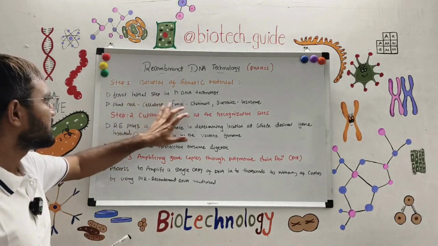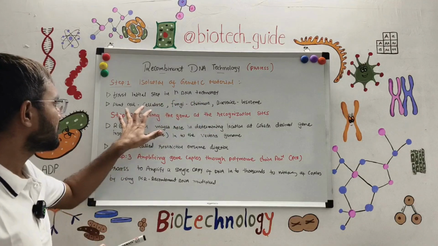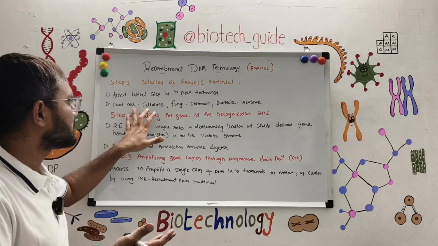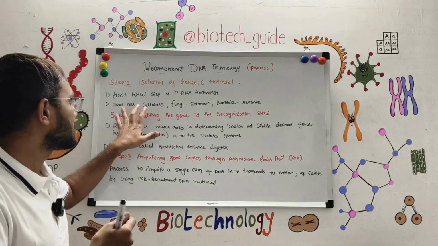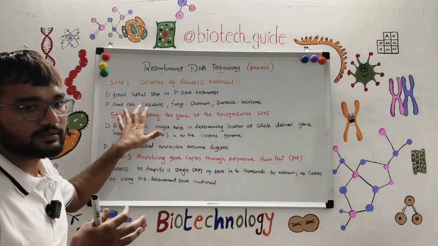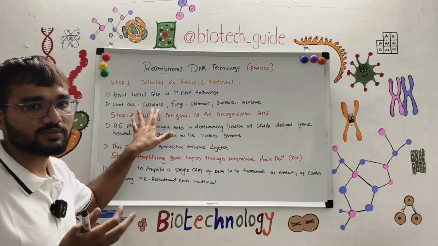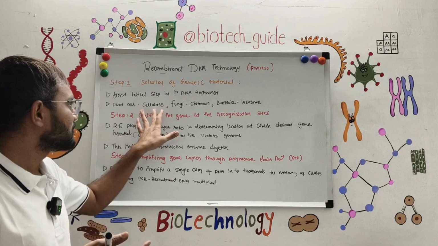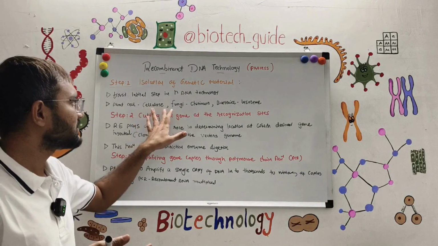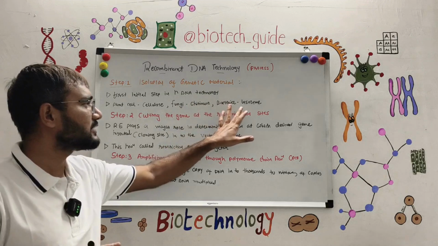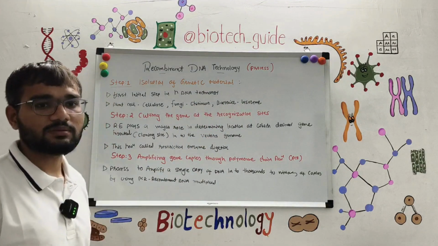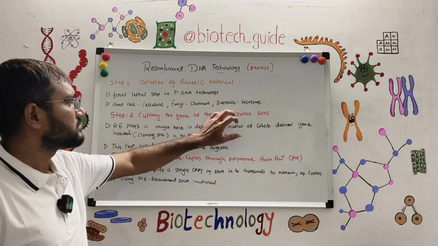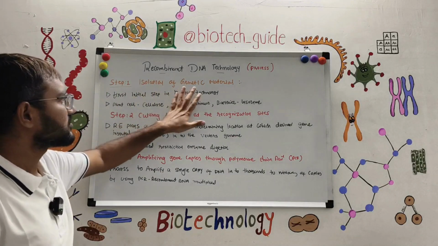As we discussed, the initial step in recombinant DNA technology is cell wall disruption, which depends on the source material. When the source of DNA is a plant, we use cellulase, because the plant cell wall is made up of cellulose. In the case of fungi, chitinase, and in the case of bacteria, lysozyme. Lysozyme breaks down the peptidoglycan layer, right? So this kind of enzyme is used in the isolation of genetic material.